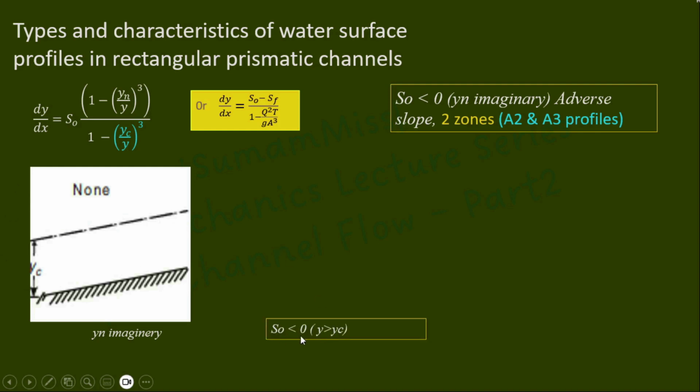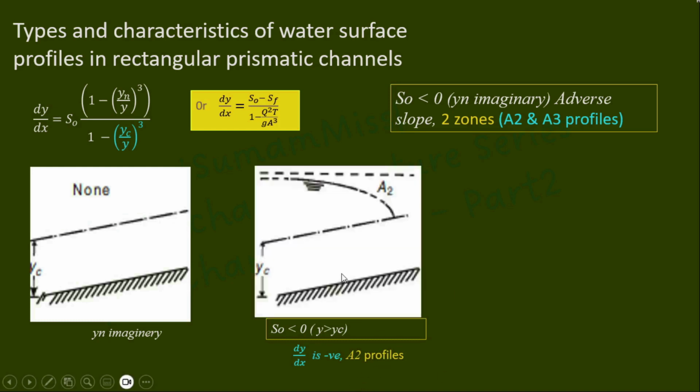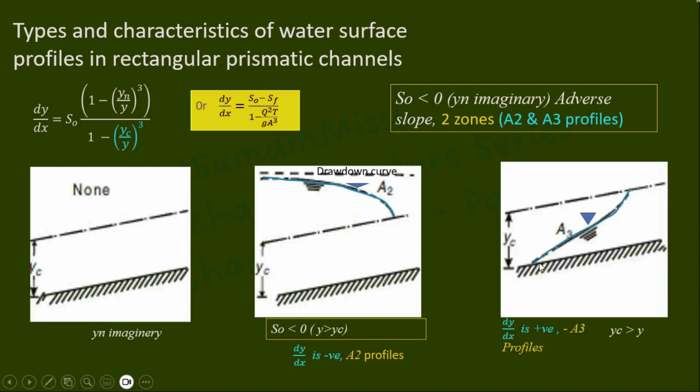In the second case, y is higher than yc. So dy/dx is negative, or the A2 profile is a drawdown curve. The A2 profile starts from zone 2 and the flow depth is decreasing in the direction of the flow. And for the A3 profile, y is less than yc. So it starts from zone 3 and dy/dx is positive here and the flow depth is increasing in the direction of the flow. So that means it is a backwater curve.